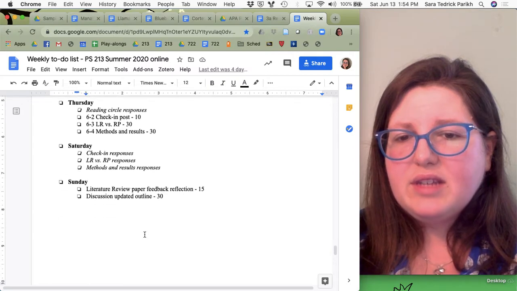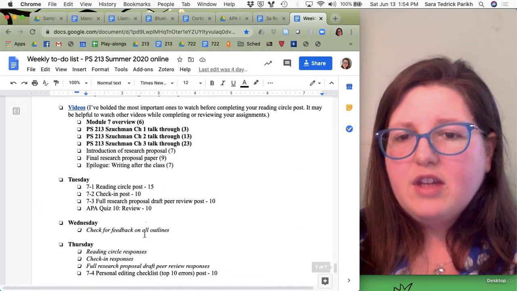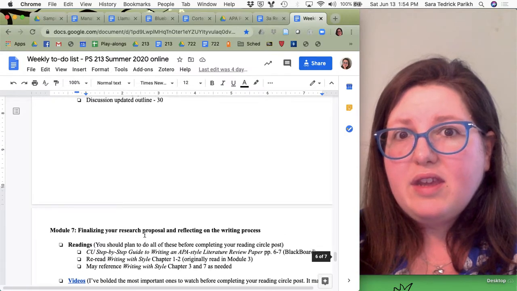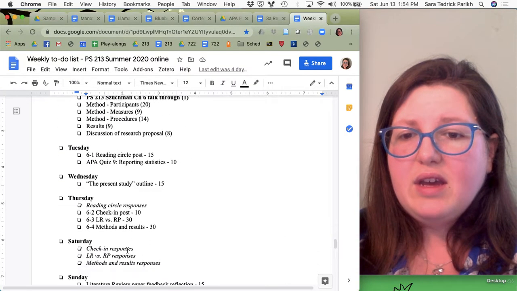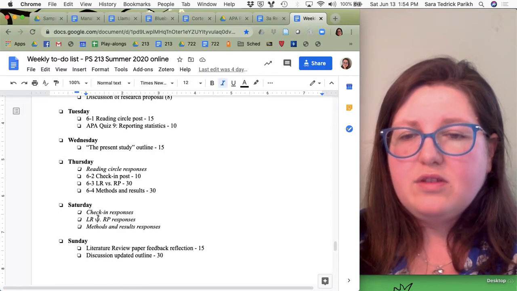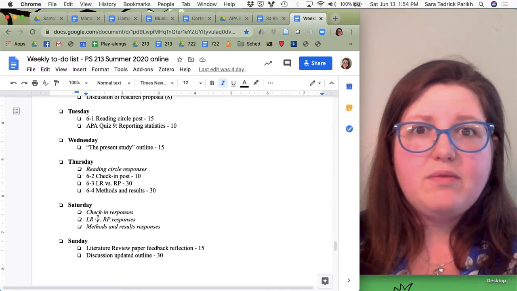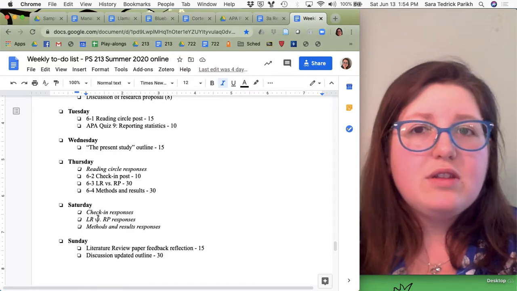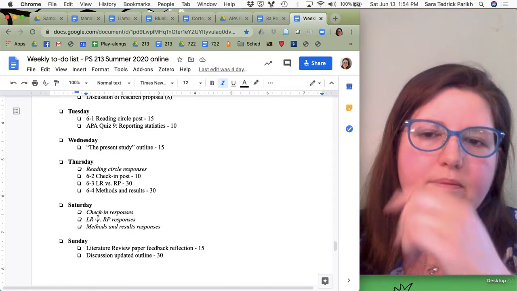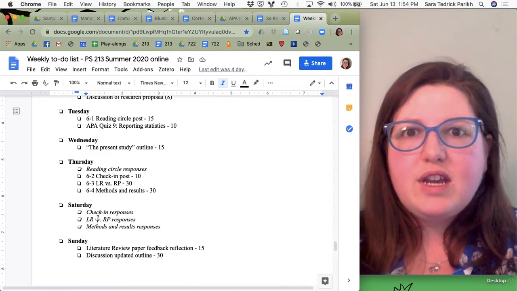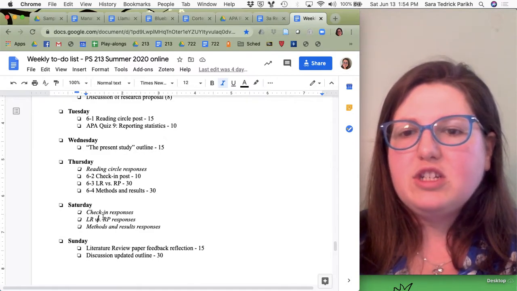So then the discussion outline goes there. There used to be method and results outlines, and then you would do the drafts as part of your discussions for peer review. I got rid of those outlines, which is part of how I was able to push other things back. And so if you're not writing those sections, you're not doing those discussions.